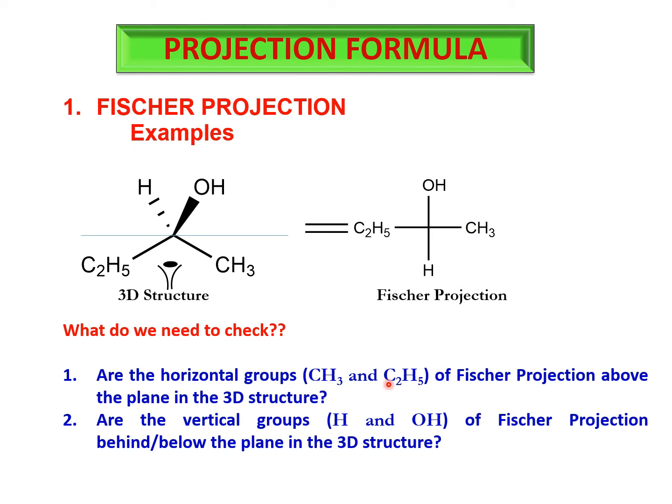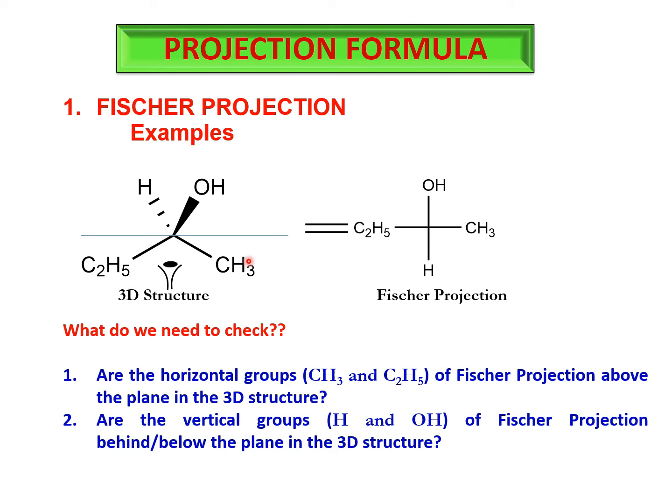Check if they were above the plane. Above the plane means if they were closer to you. Yes, they are closer to the eye in the 3D structure, and closer means they are above the plane towards the viewer, and anything on the horizontal line in the Fischer projection means they are above the plane. So they are above the plane here, closer to the viewer here, towards the viewer here, and also towards the viewer here. So you have drawn them in the correct way.